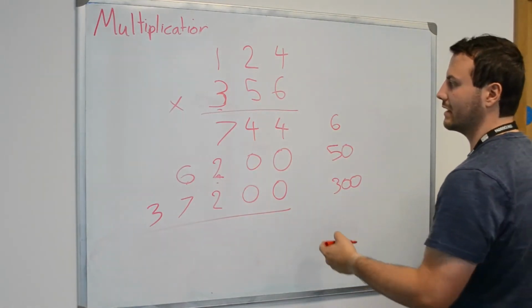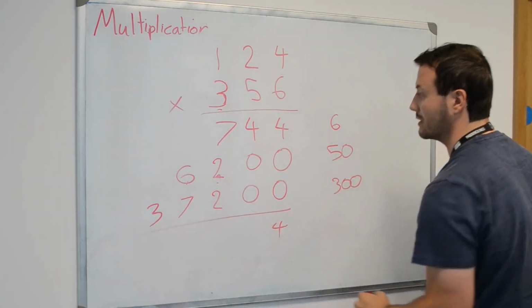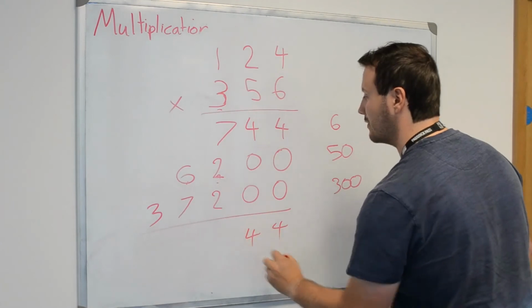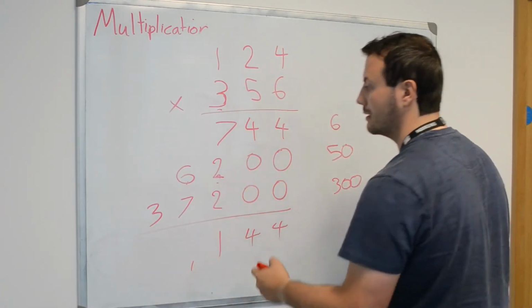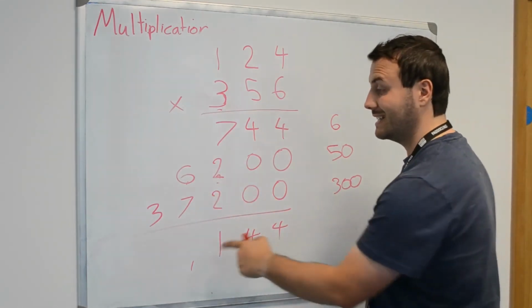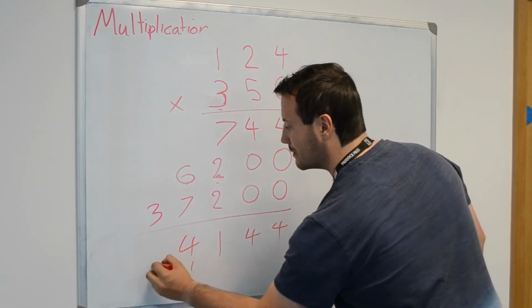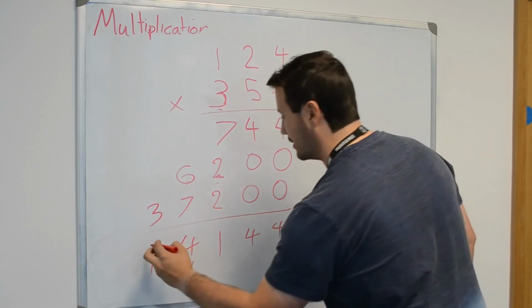Now we sum it all back together again. 4 plus all zeros is 4. So again here, 4. 7 plus 2 is 9, plus 2 is 11. 6 plus 7 is 13, plus 1 is 14. And then 3 plus 1 is 4.